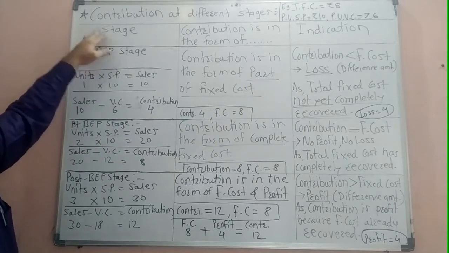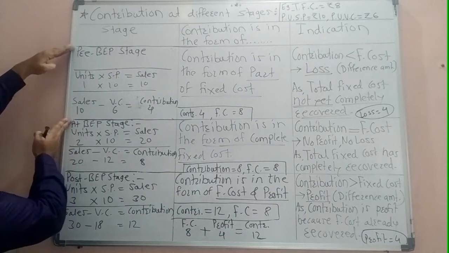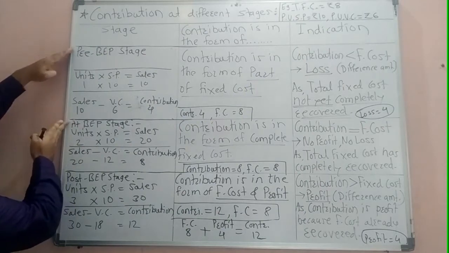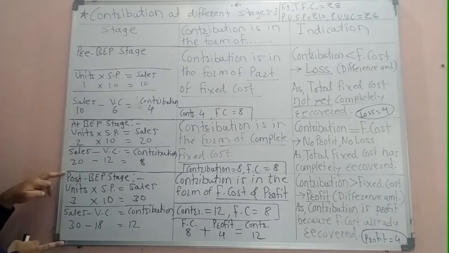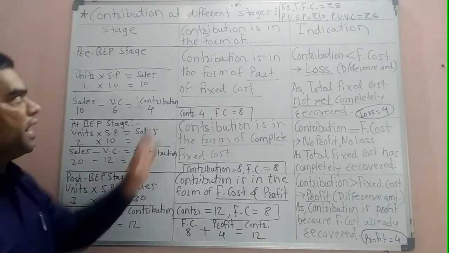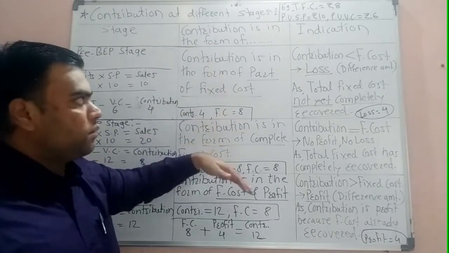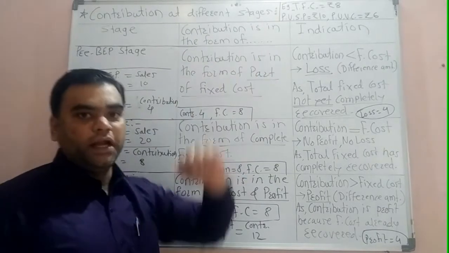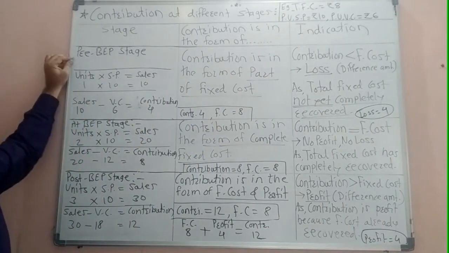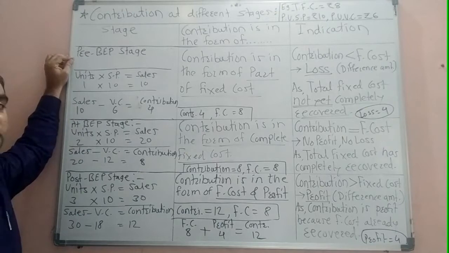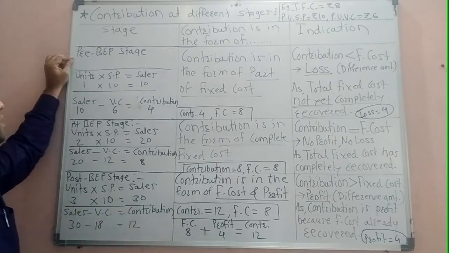The first column shows stages. This is the first stage, pre-BEP stage, meaning before BEP stage. Second, BEP stage, and third, after or post BEP stage. The second column shows changes in the contribution, and the third is an indication. So let's start. Pre-BEP stage means before reaching the BEP stage.